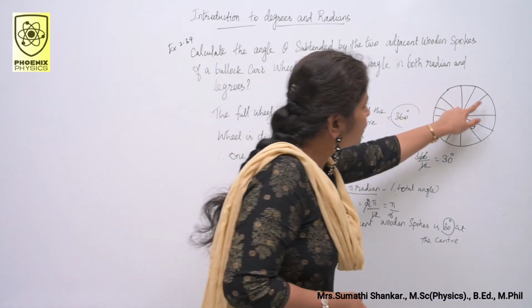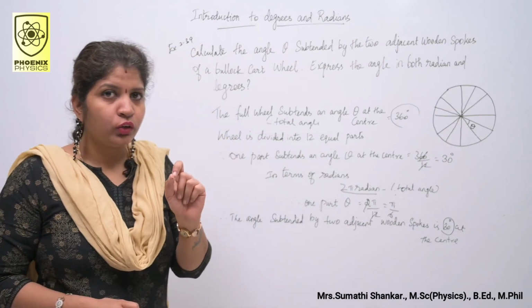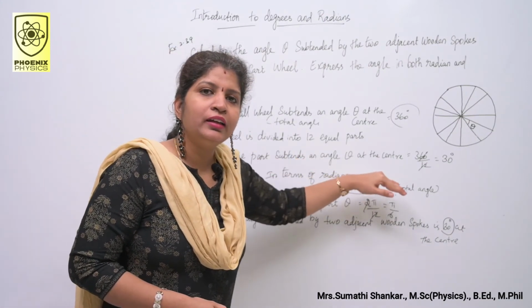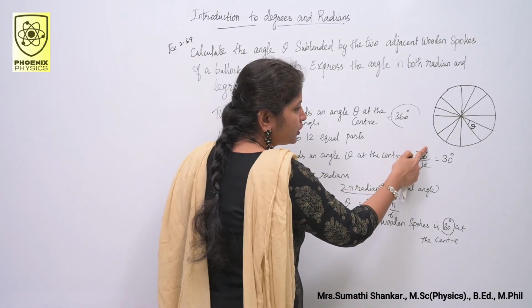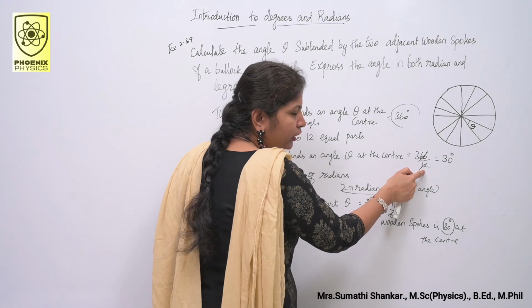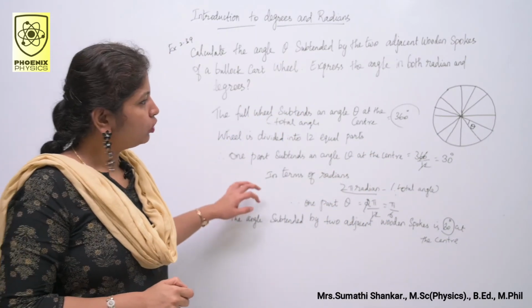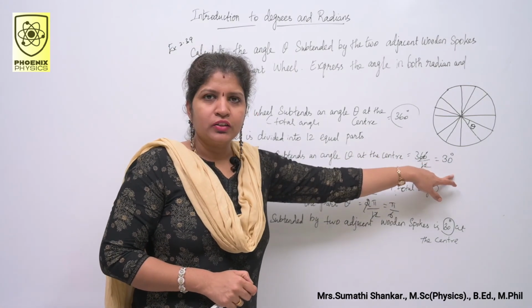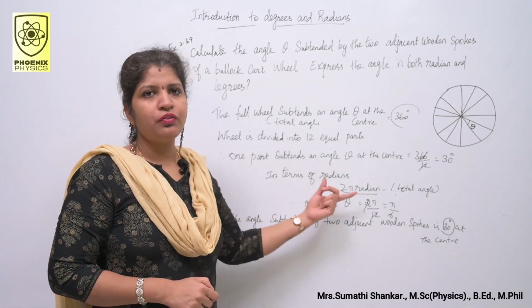Here, the wheel is divided into 12 parts. Now, I want to find out one part subtends an angle theta at the center. Okay. So, the total angle is 360 degree. Divide this value by 12. You can get the value as 30 degree. Now, we found out theta in terms of degrees. Next, we are going to find out theta in terms of radians.